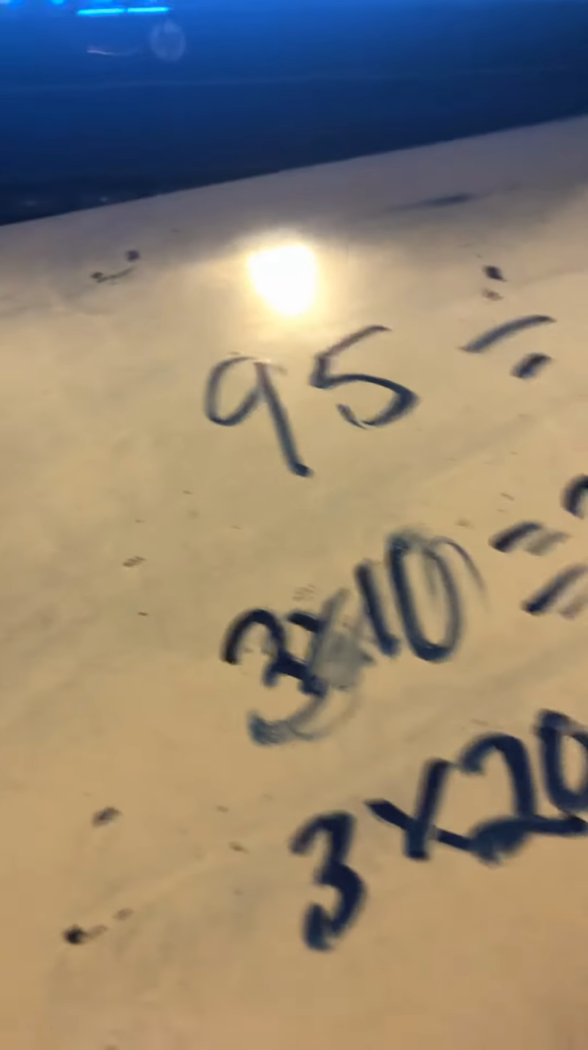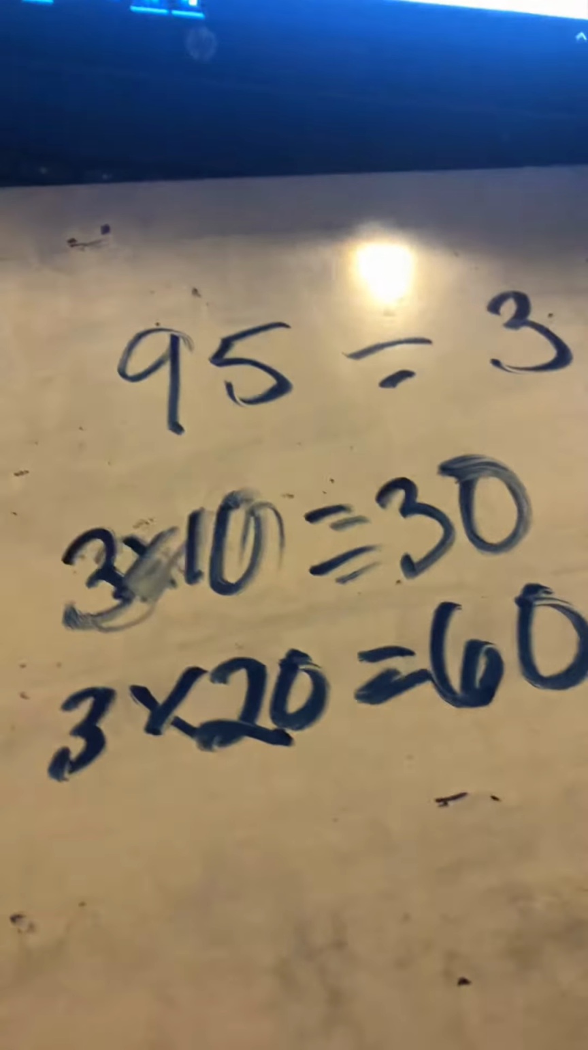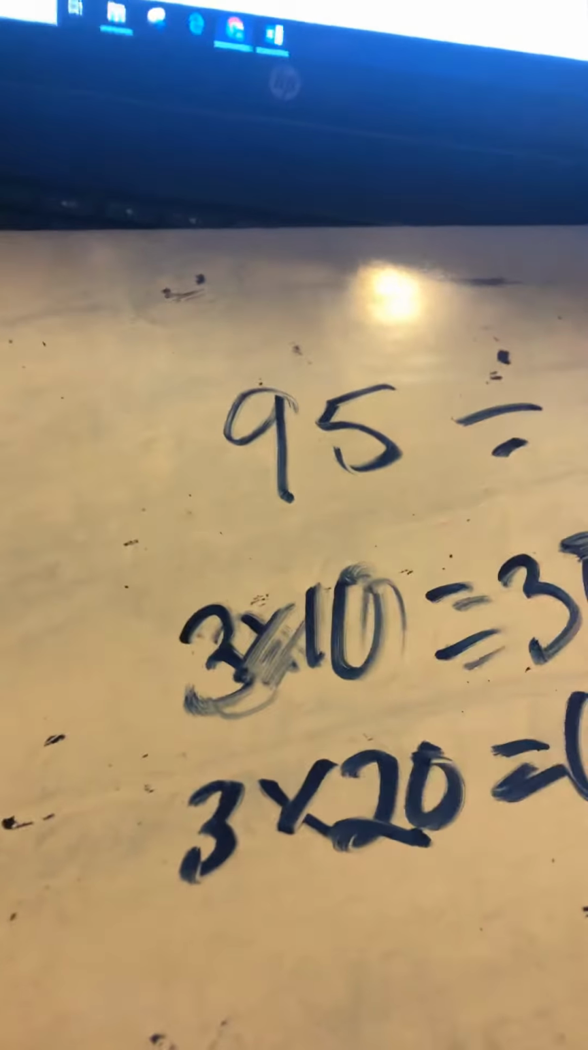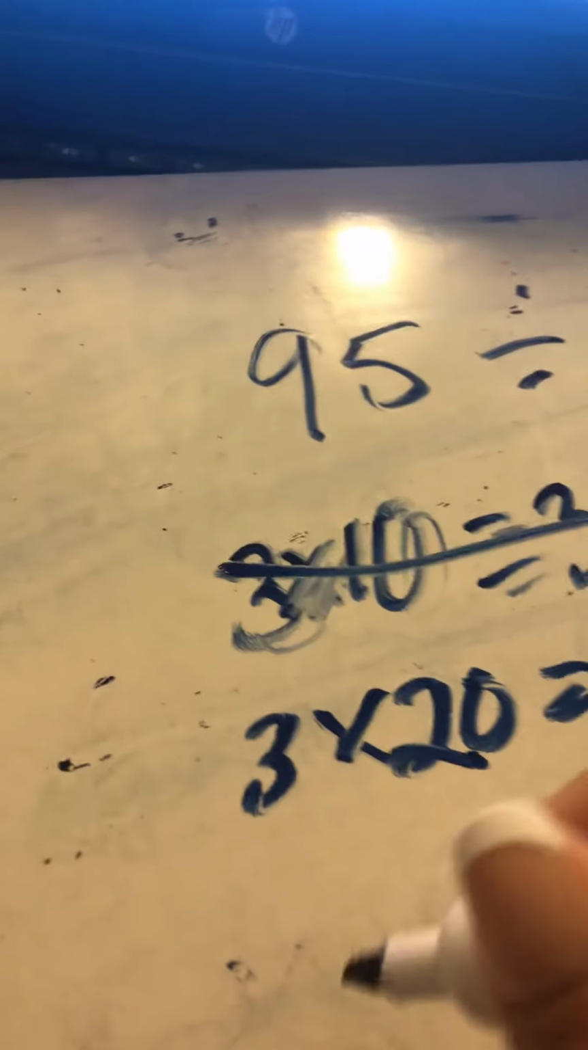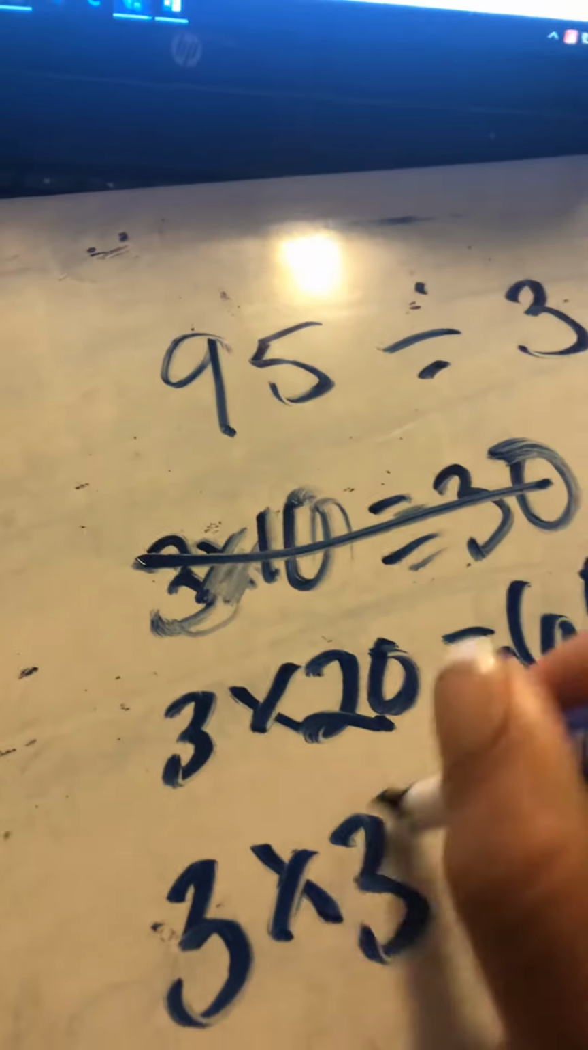Okay, our next one is going to be 3 times 20. 3 times 20 is going to be 60. We're not quite where we need to be yet. So this one's obviously gonna be cut out. We're not gonna start at 10. How about let's try 3 times 30.